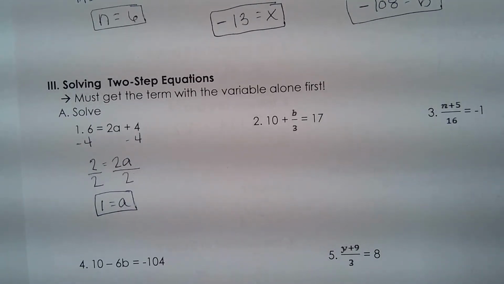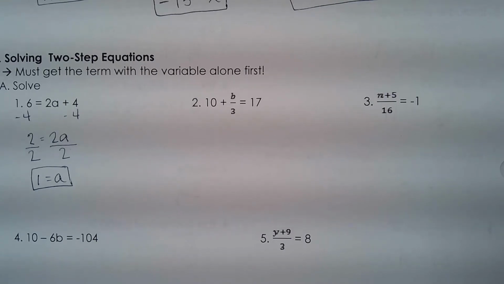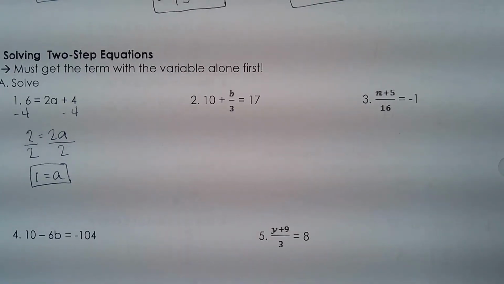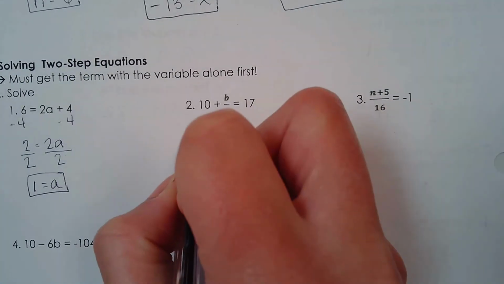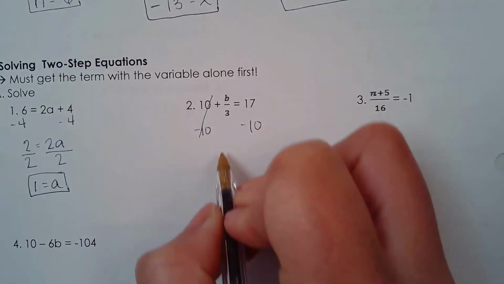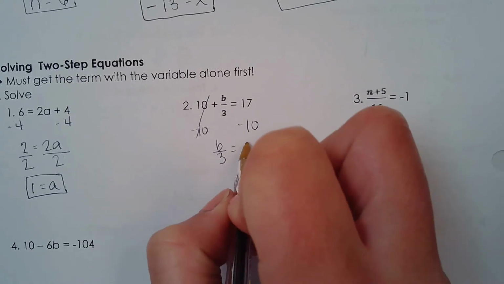Questions? Alright. So for number 2, what is not even touching our variable that we need to move first? The 10, right? Because it's like plus 10. So how are we going to move it to the other side? Minus 10. So those cancel out. B over 3 equals 17 minus 10, which gave us 7.